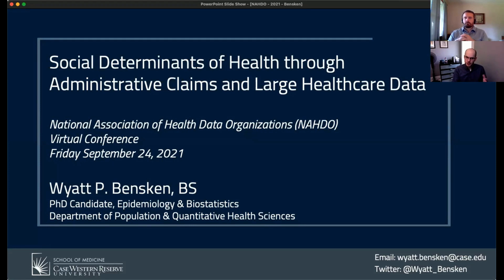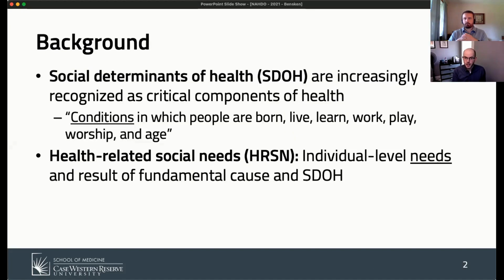And my talk, the first half of this talk, is about social determinants of health and administrative and large healthcare data. So I'm sure we're all aware, but just so we're on the same page, the social determinants of health are recognized as critical components of health, and they're defined as the conditions in which people are born, live, learn, work, play, worship, and age. And in my work, we use this term health-related social needs. And the idea is that these are the needs that an individual patient has that are a result of a fundamental cause of health and the social determinant.